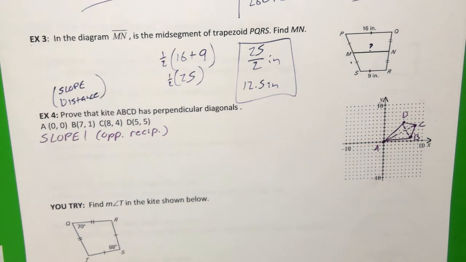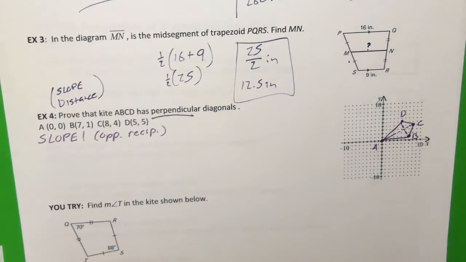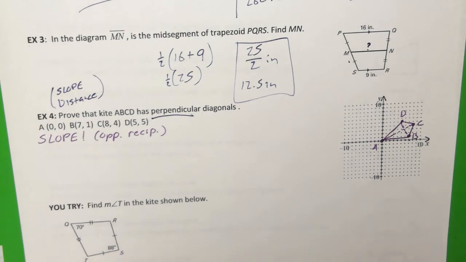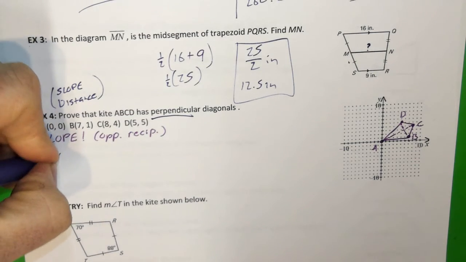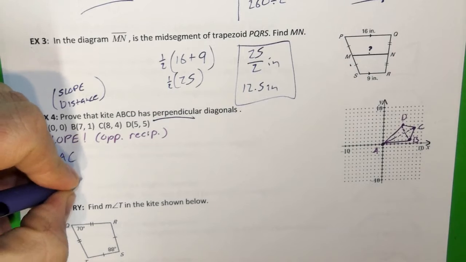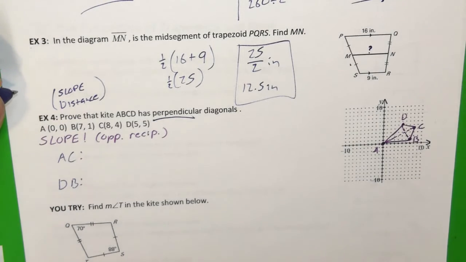So you're going to want to make sure that you're using one of those two tools. In this case, since we're talking about angle measures, slope is going to be our very best friend. Rather than looking for matching slopes like we had on the front side, we're going to be looking for opposite reciprocal slopes this time. So let's calculate. The two diagonals are AC, and the other one is DB. So I'm going to be calculating two slopes for these guys.